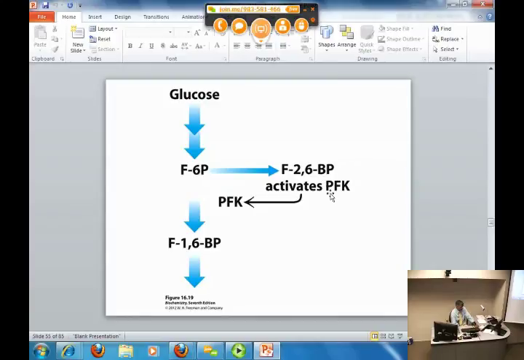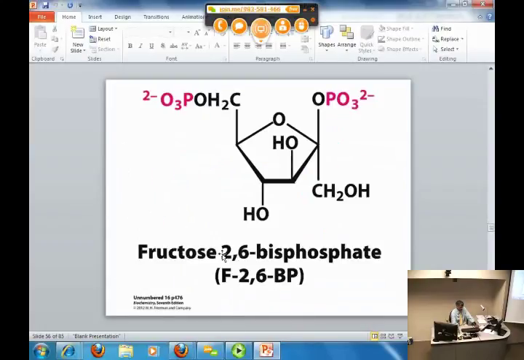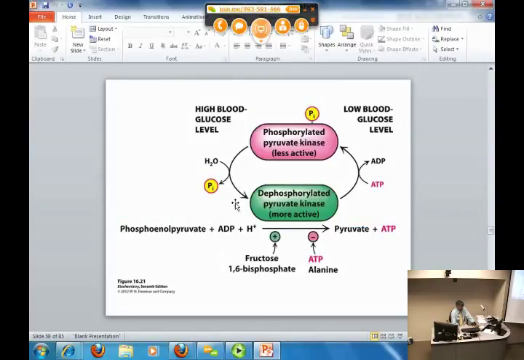Fructose 6-phosphate, fructose 2,6-bisphosphate, activate PFK. PFK is phosphofructokinase, and the reaction goes forward. And this is some of the enzyme kinetics for this enzyme, okay? Phosphofructokinase, fructose 2,6-bisphosphate, and this is again the high blood glucose level. How are they being regulated? Phosphoenolpyruvate to pyruvate with ADP to ATP, and alanine and ATP are negative regulators of this, and fructose bisphosphate is positive, meaning it activates the reaction. Low blood glucose level and high blood glucose level. After eating, this reaction goes forward. When you are hungry, this reaction will be facilitated.